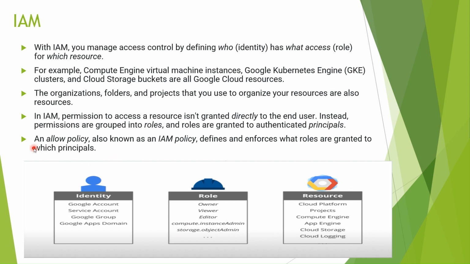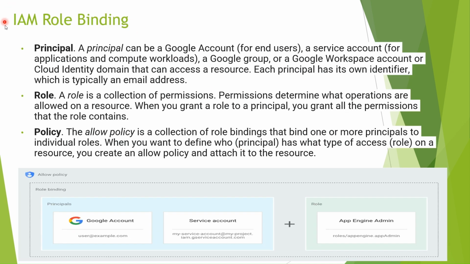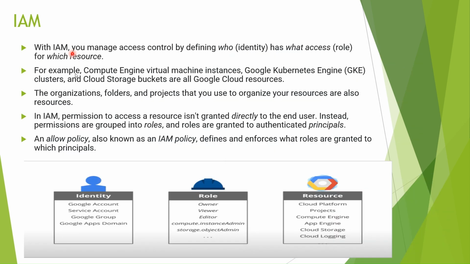An allow policy, also known as an IAM policy, defines and enforces what roles are granted to which principals. So whenever you want to assign roles, we create an IAM policy in which we define all the roles, and it defines on which principal each role will be attached. An IAM role binding has three important parts. First of all, the principal, which we have talked about. We can say identity also.